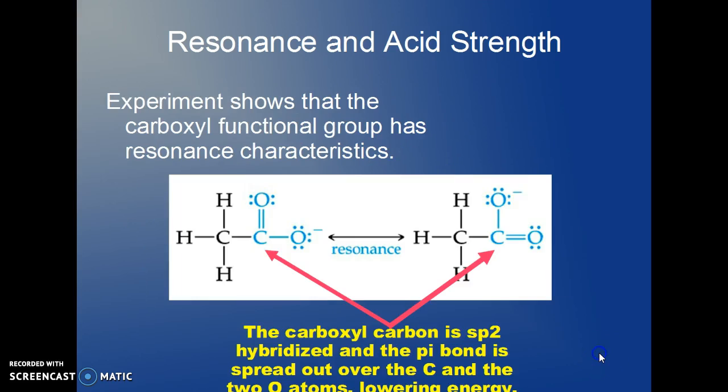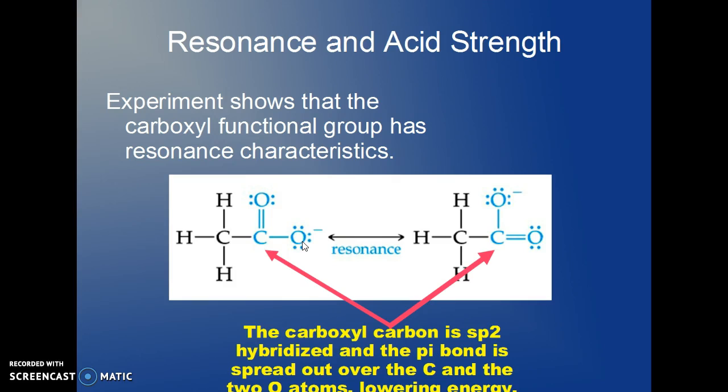Now let's look a little closer at that. If you look at the 2 ways to draw the, in this case, the acetate ion, you can see that you can put the double bond either here or here, and here you can see it put in the other way. Traditionally, we show that as a resonance hybrid, but what is really happening is that the carboxyl carbon, this carbon here, is sp2 hybridized. And what that means is it's got the pi bond between the carbon and the oxygens, because the oxygens as well are sp2 hybridized.